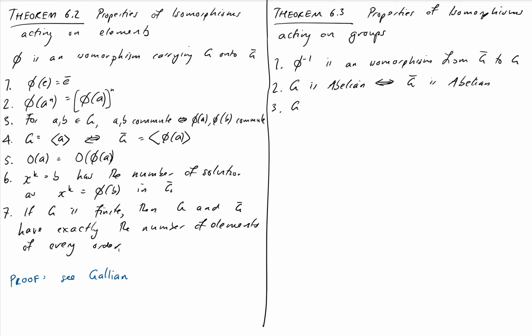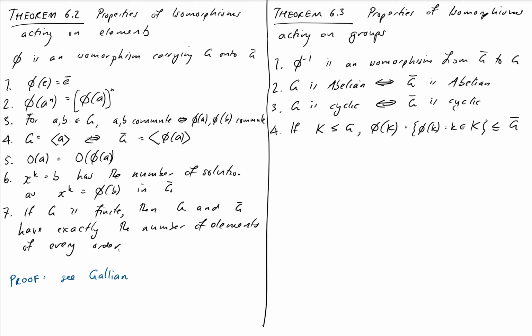Similarly, same thing applies to cyclic groups. We kind of said that already. So if G is cyclic, then it follows that G bar must also be cyclic, and generators map to each other as well. Okay, next one applies to subgroups. So if K is a subgroup of G, then phi of K, now whenever I apply a mapping to a whole set, it's just the mapping of individual elements all collected up. So that's the set of phi of little k's, where little k are members of the big K, must be a subgroup of G bar. Okay, so subgroups map to subgroups.